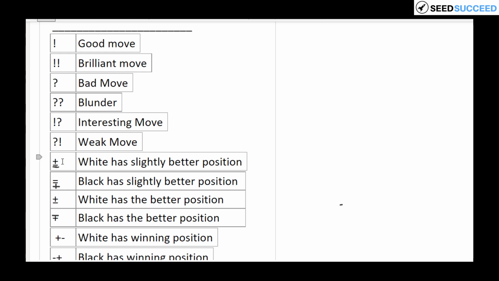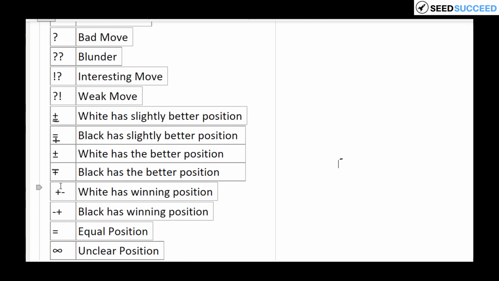If you find this symbol reversed, an equal sign with a plus at the bottom, it means white and black are positionally equal, but black has a slight advantage. If you find a plus and then a minus symbol at the bottom, it means white has the better position. If you find that reversed, a minus symbol with a plus at the bottom, it means black has a better position.